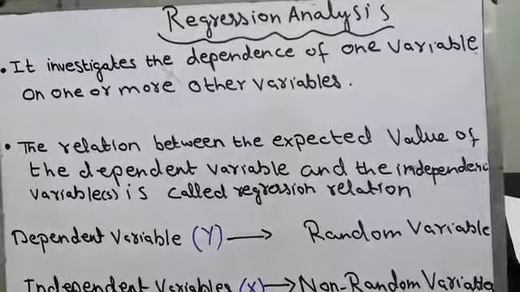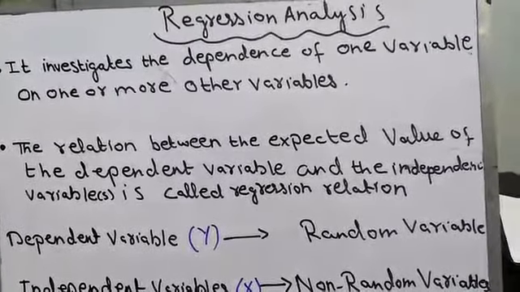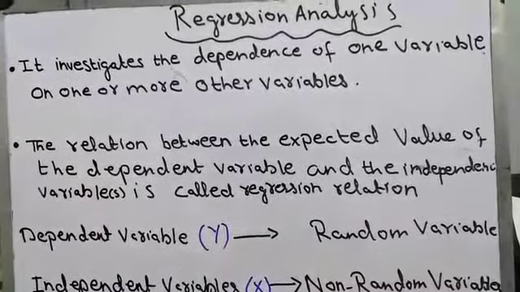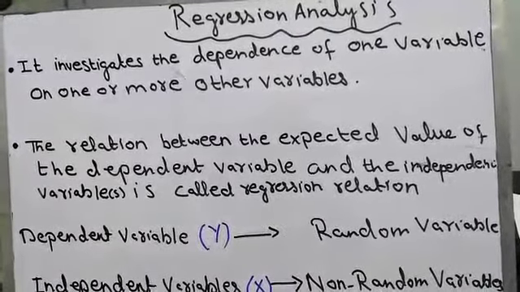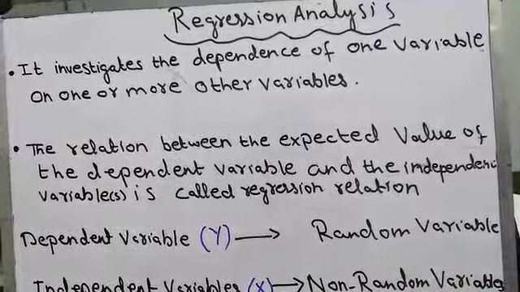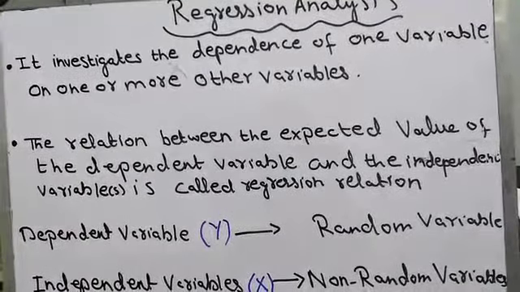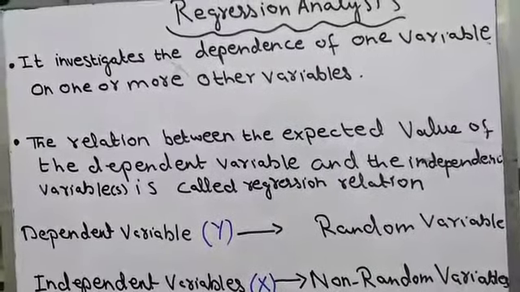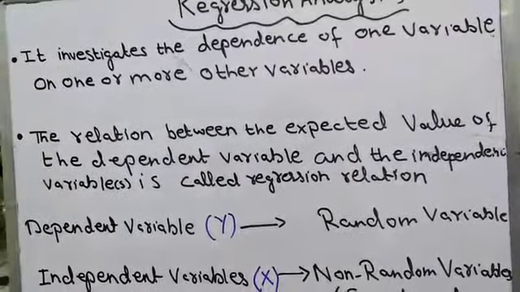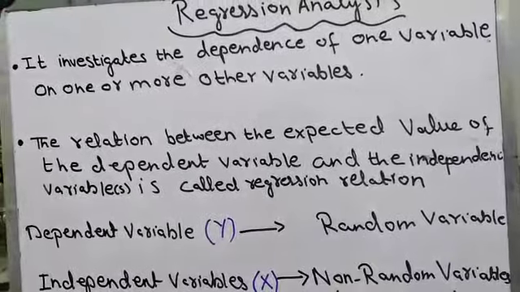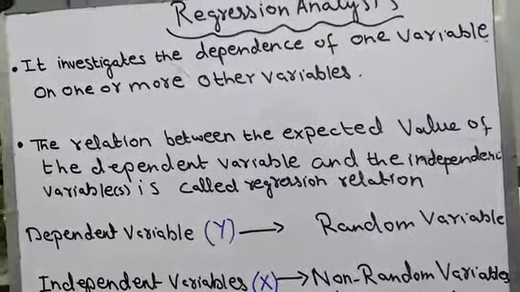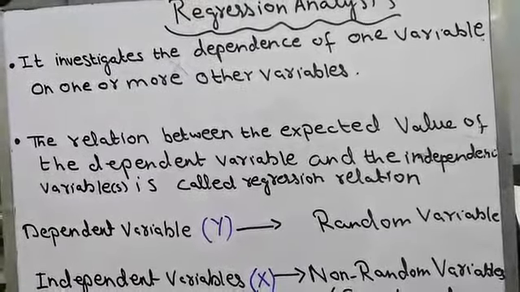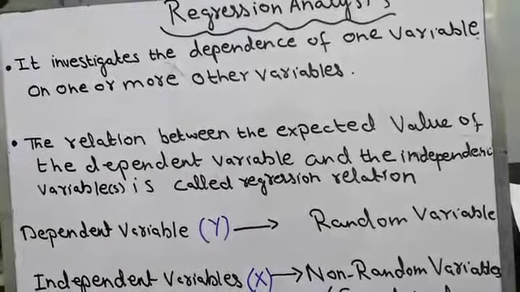In regression, we study the dependence of one variable upon one or more other variables. Regression investigates the dependence of one variable, that is generally called the dependent variable, on one or more other variables that are usually known as independent variables. Regression provides an equation that is used to estimate or predict the average value of the dependent variable from the known values of the independent variables.